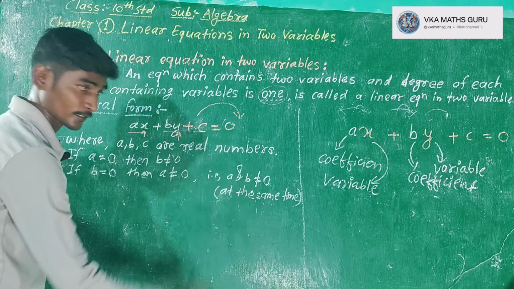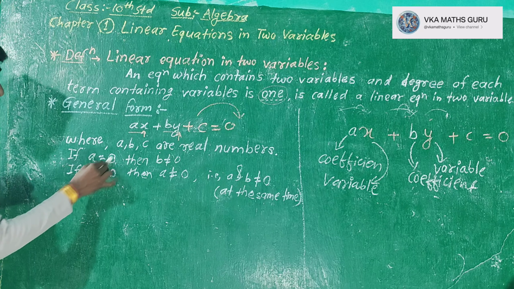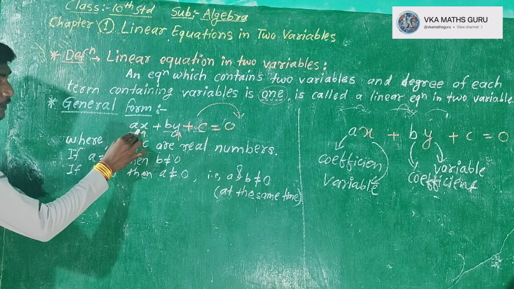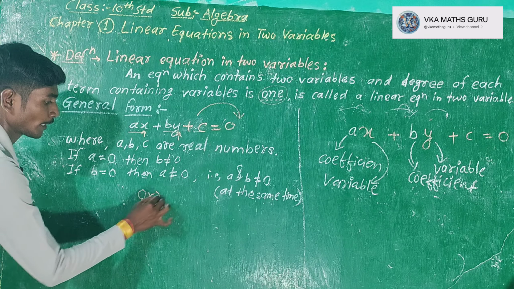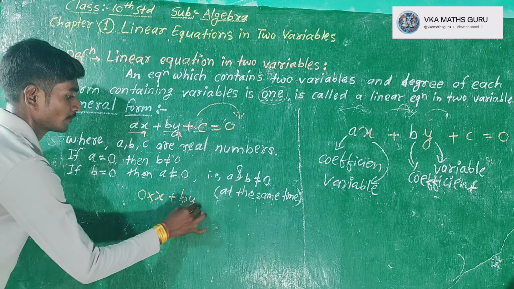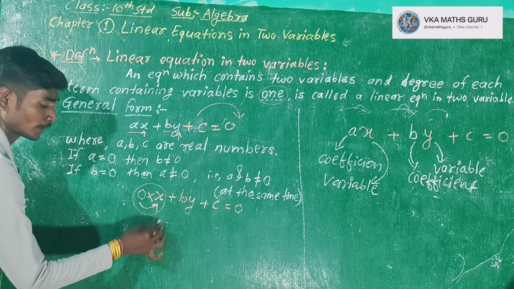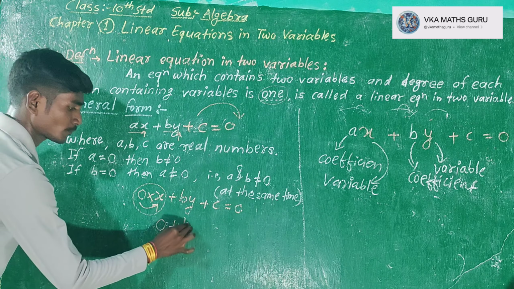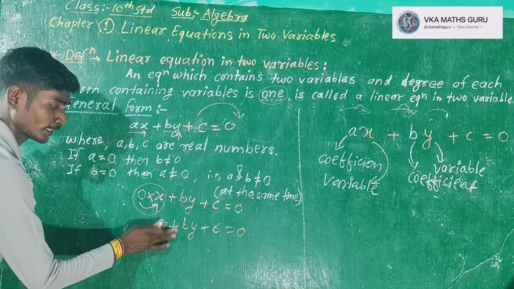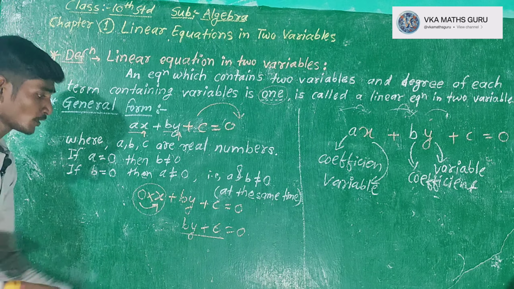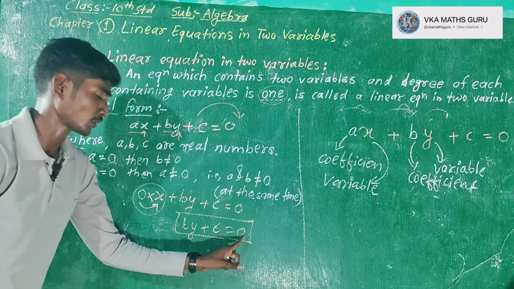So a, b, c are real numbers. In this equation, there are two conditions. If a is equal to 0, then the equation becomes 0 into x plus by plus c is equal to 0. 0 into x becomes 0, and 0 plus any term is that term. So the equation we have is by plus c is equal to 0.